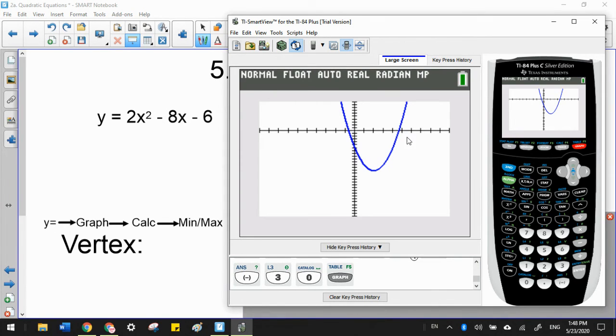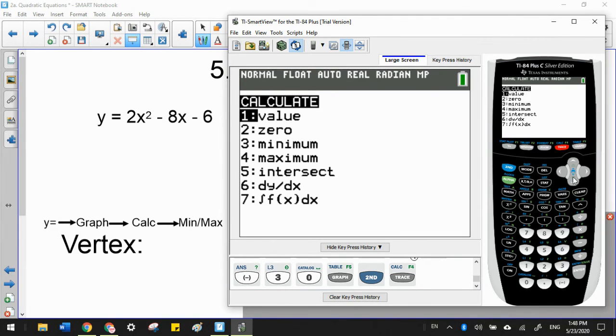Because this is an upward facing parabola, the vertex I'm looking for here is actually a minimum. So then you go into second trace, which is how you click the calculator button. See that little blue calculator there?